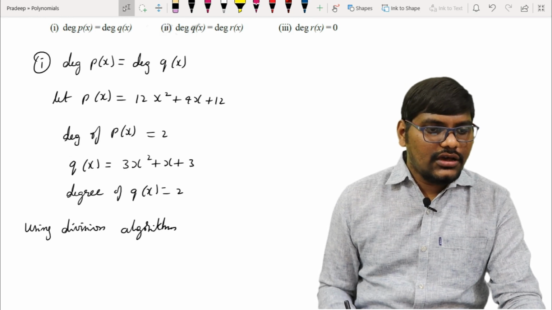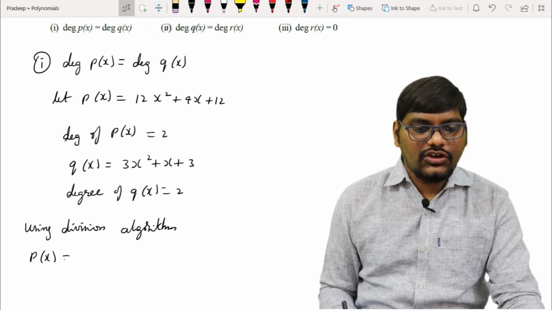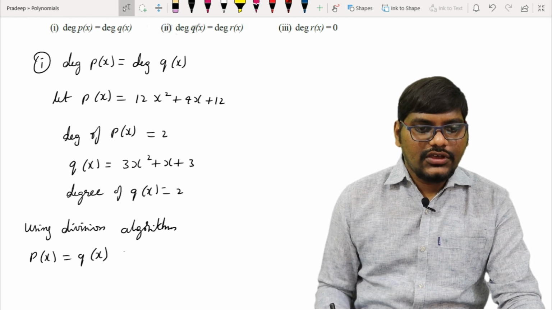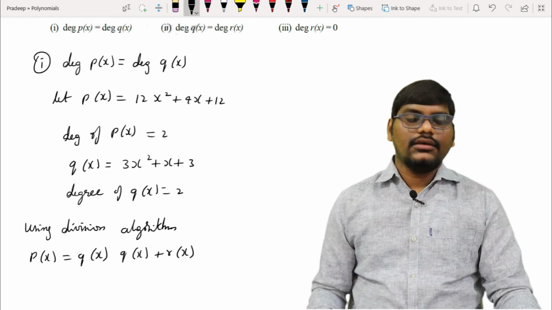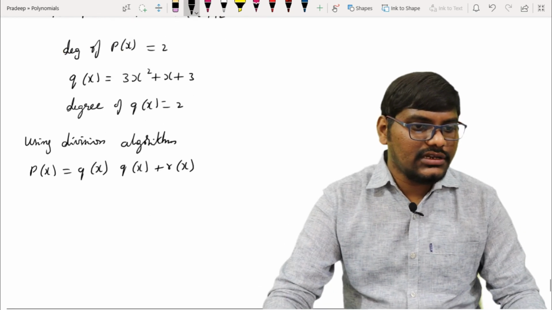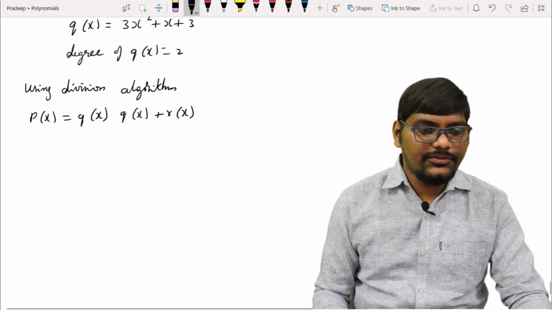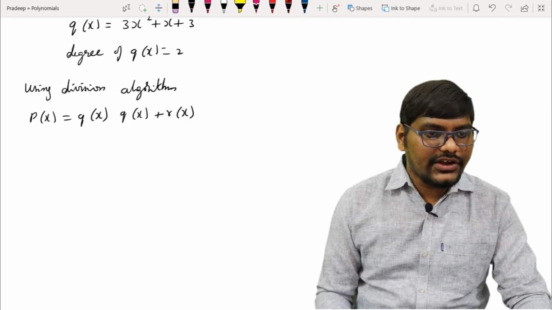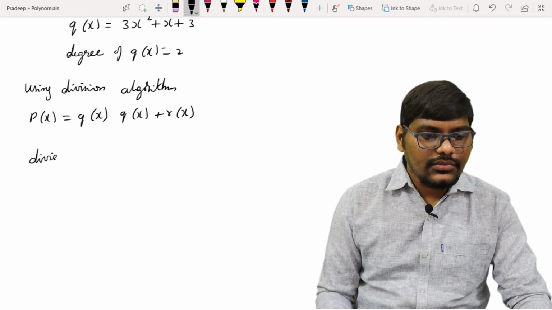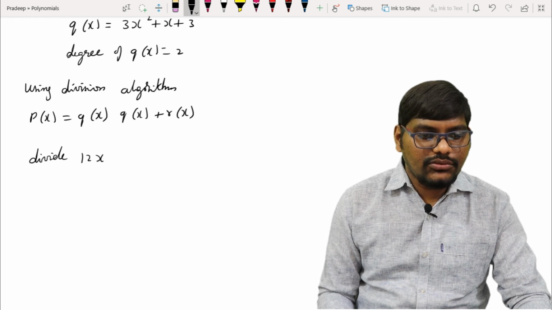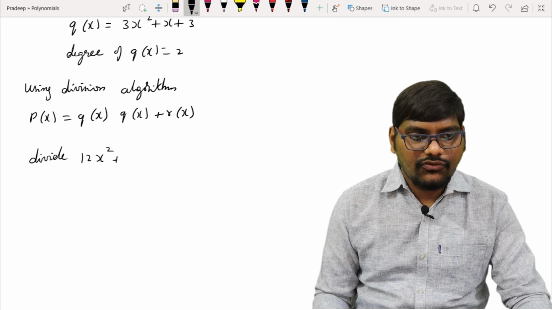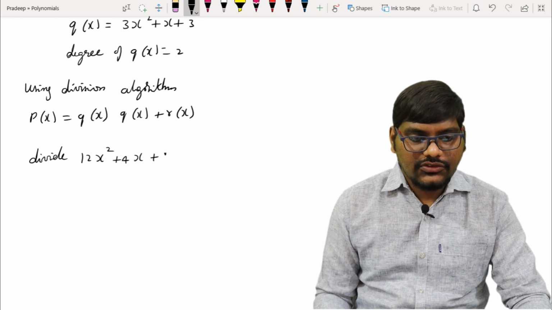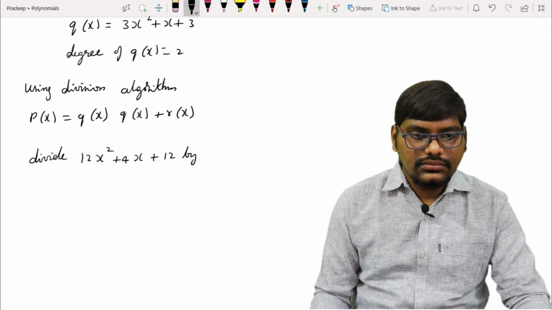Okay, that is p of x equal to q of x into g of x plus r of x. So let's further solve this particular one. I'll just substitute the values here. First I'll write: divide 12x square plus 4x plus 12 by 3x square plus x plus 3.